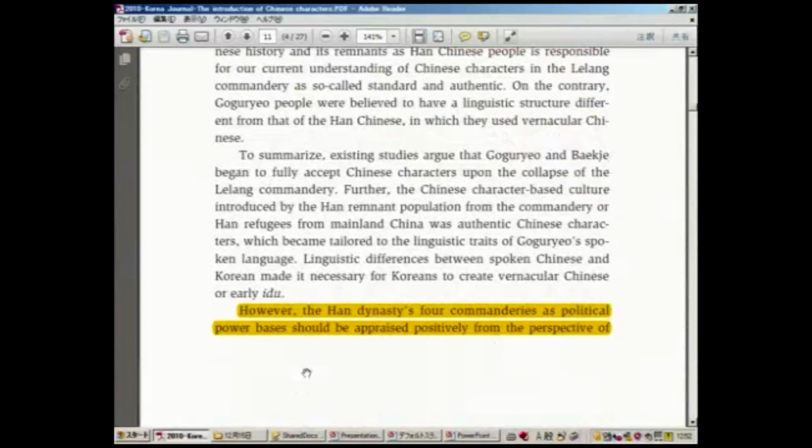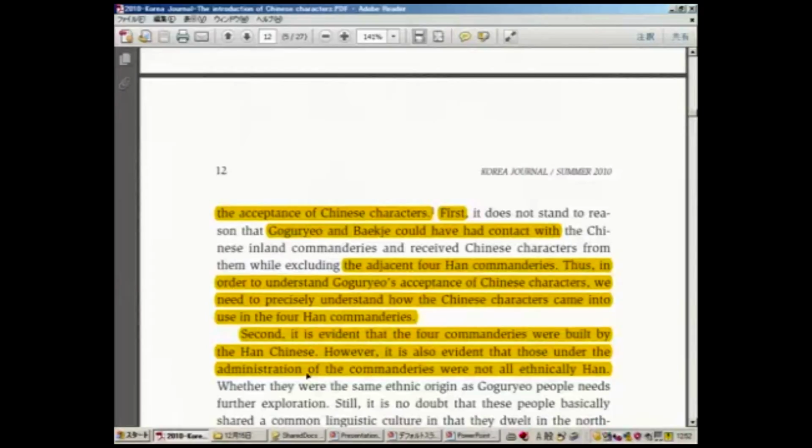However, the Han Dynasty four commentaries, including Lelang commentary, as political power bases, should be appraised positively from the perspective of the acceptance of Chinese characters. First, Gao Guoli and Baiji have had contact with adjacent four Han commentaries. Thus, in order to understand Gao Guoli's acceptance of Chinese characters, we need to precisely understand how the Chinese characters came into use in the four Han commentaries.